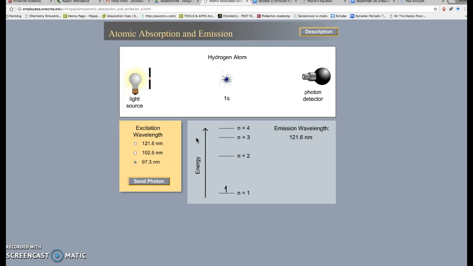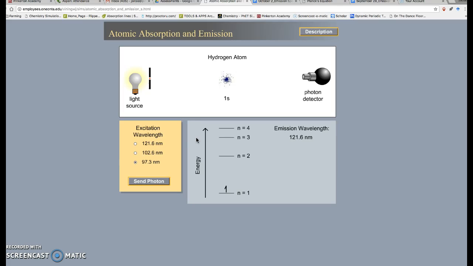Which one of these wavelengths? I have a couple of different options. I could throw a photon at this atom that has a wavelength of 121, 102, or 97. Which one of these has the highest frequency? The 97 would have the highest frequency because the longer the wavelength gets, the less peaks I'll get per second, right? If it's a really short wavelength, I get more peaks per second. So this one right here has the lowest frequency.